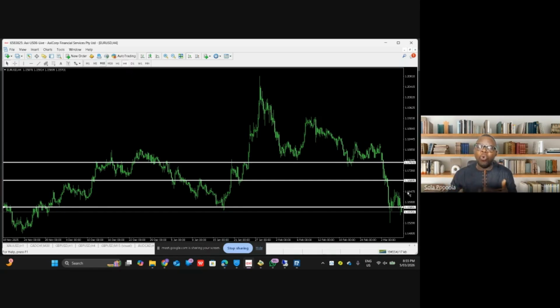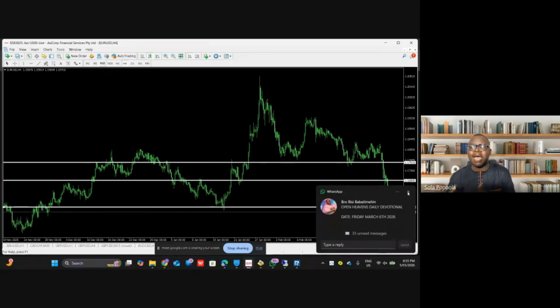But how do we know where this resistance and this support are? Now let's look at support. If I take a ball and bounce it on the ground, the ball hits the ground. Where will it go next? It will go up. If it goes up, it will hit the ceiling. Now the ground is the support and the ceiling is the resistance.